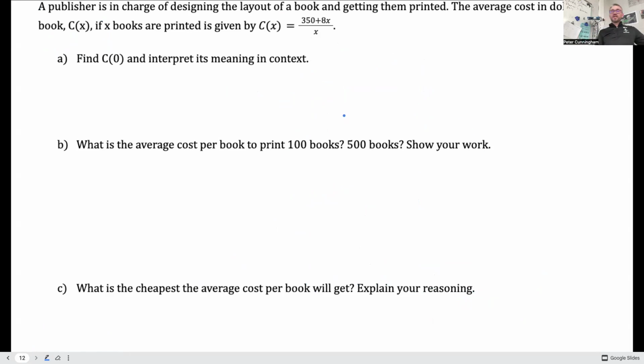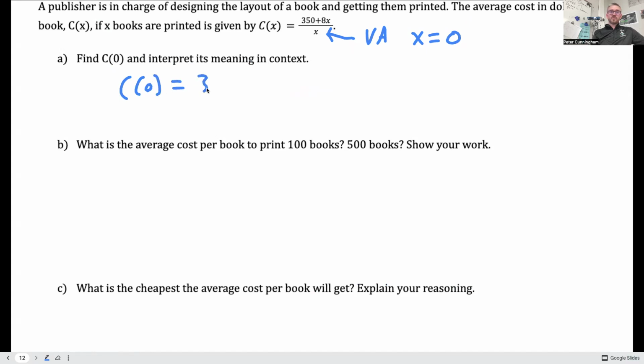Okay, so we discussed these a little bit in class. A publisher in charge of designing the layout of a book and getting them printed. Okay, if books are printed, so this is basically saying, hey, what do these asymptotes actually mean? Right? Right here, we have a vertical asymptote when x equals 0. Okay. Well, find C of 0. So actually plug that in.